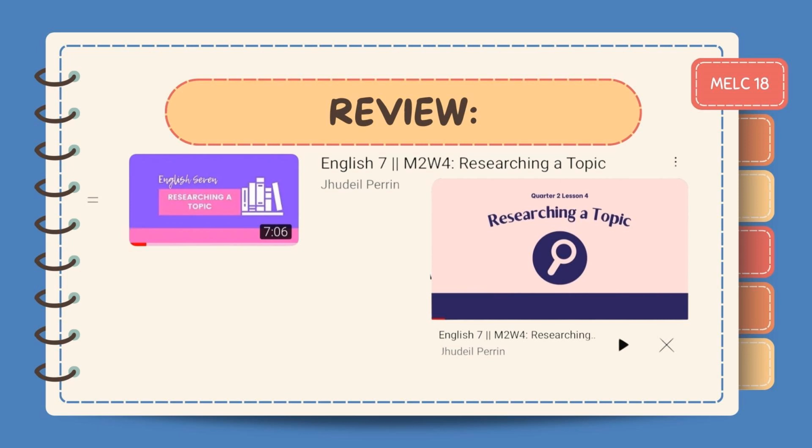During your grade 7, primary, secondary, and tertiary sources were discussed. Can you still remember them? If your answer is yes, you may continue watching this video lesson and answer your first task. If not, kindly click the link on the description box below and watch English 7, Module 2, Week 4, Researching a Topic. It may help you in answering the task.